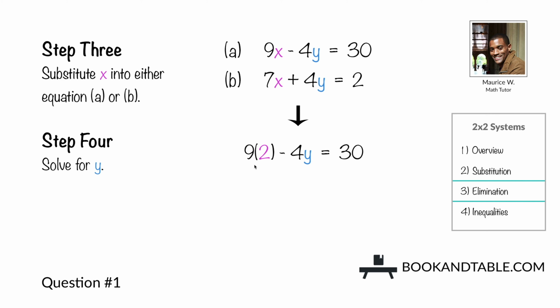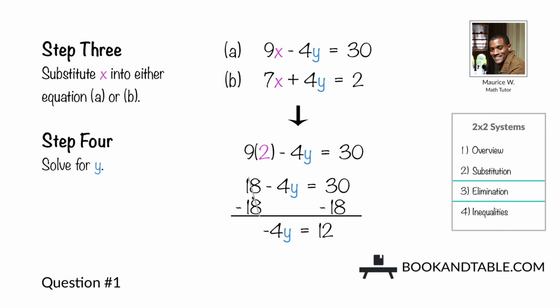So when we plug x is equal to 2 into equation A, we get 9 times 2, which is 18, minus 4y is equal to 30. We can get rid of the 18 by subtracting 18 from both sides, leaving us with negative 4y is equal to 30 minus 18, which is 12. And to get rid of the coefficient negative 4, we divide both sides by negative 4, leaving us with y is equal to 12 divided by negative 4, which would be negative 3.